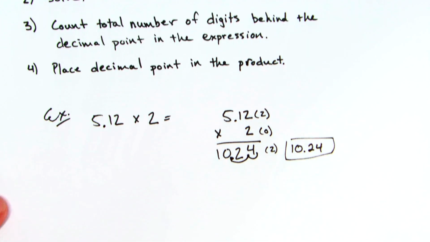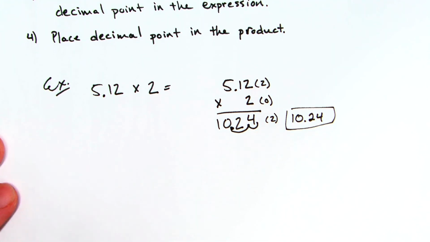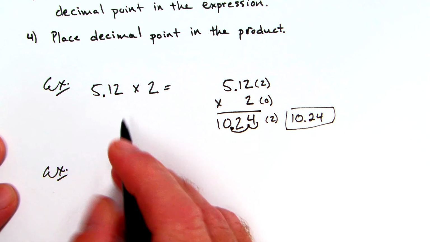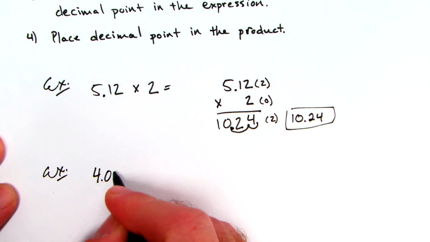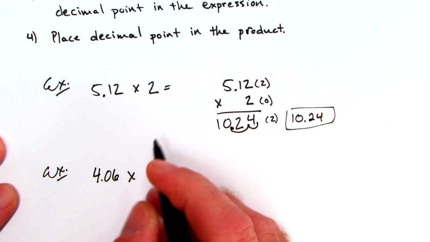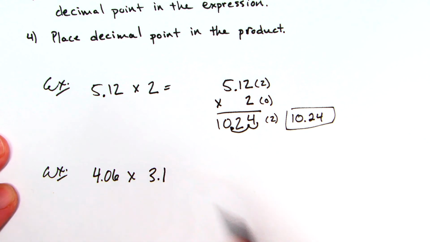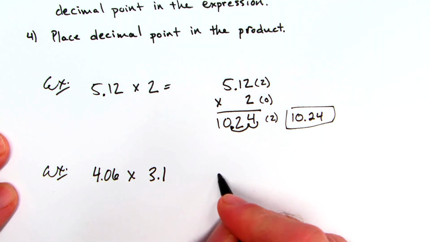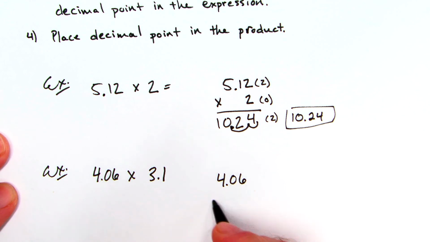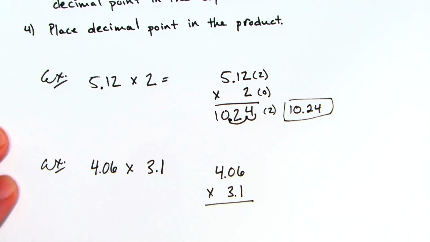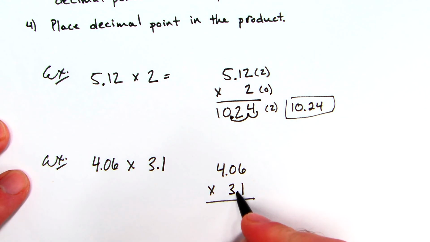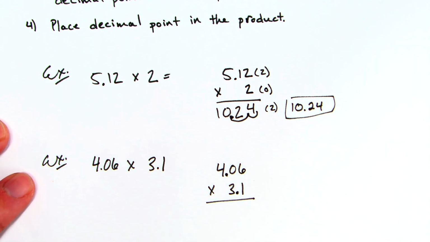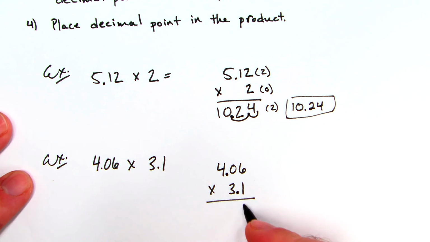All right, let's move on to another example. Let's take 4 and 6 hundredths, and we're going to multiply that by 3 and 1 tenth. All right, step 1, stack the multiplicands. So 4 and 6 hundredths, we're going to multiply that by 3 and 1 tenth. Now this example does a much better job at showing how you do not line up the decimal points. All right, step 2, we're going to solve.